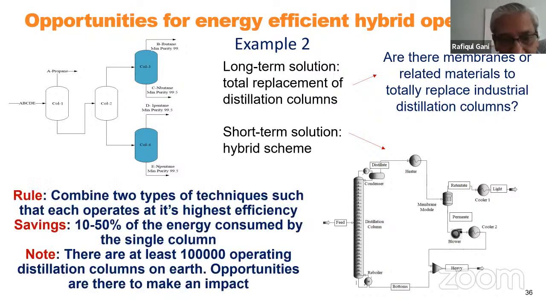The rule for these combinations is to combine two types of techniques such that each operates at its highest efficiency. Alone, they cannot reach this efficiency, but when you combine them, the combined efficiency is good, and it is possible to save between 10 to 50% of the energy of the single column. Now think of that if there are 100,000 estimated operating distillation columns on Earth, how much energy could be saved on the short term.